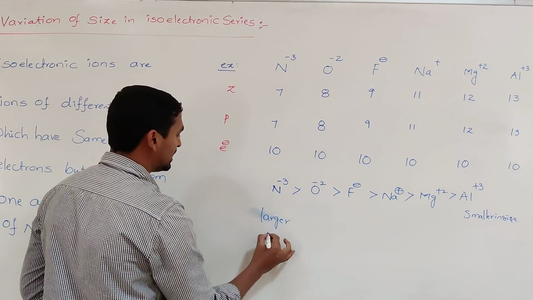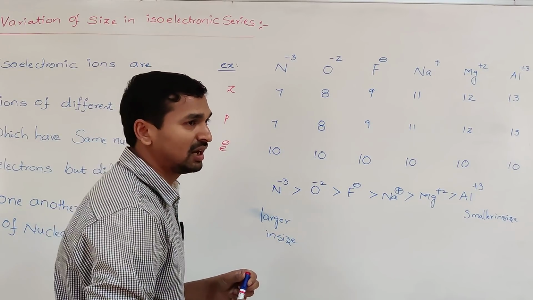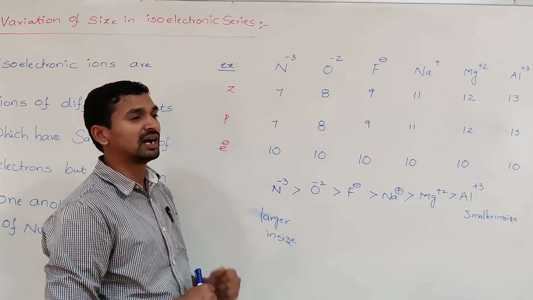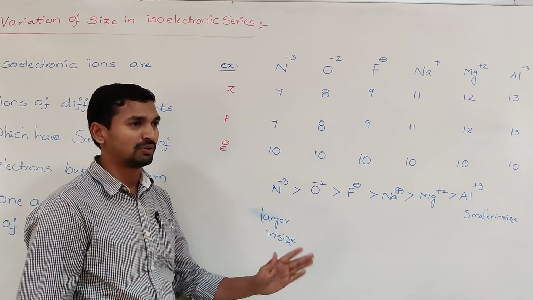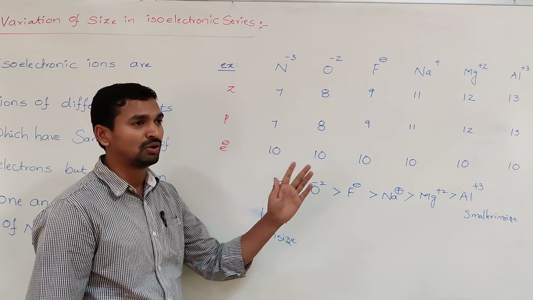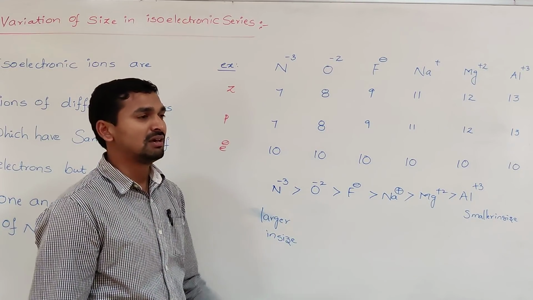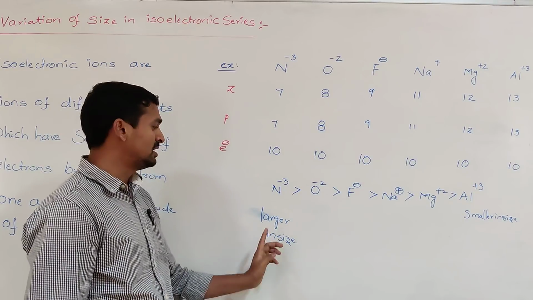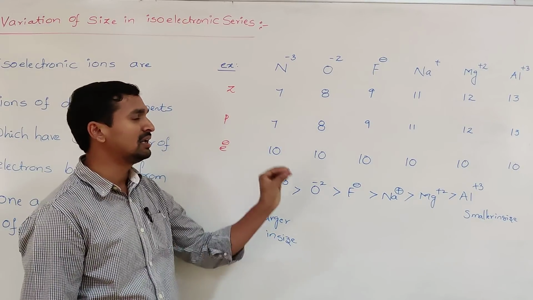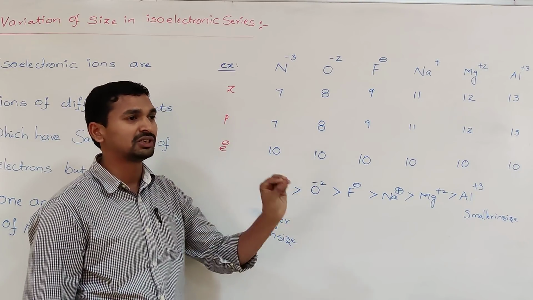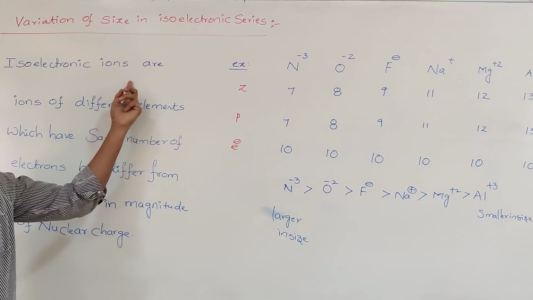So simply, whenever isoelectronic species exist, to find out which is larger and which is smaller in size, you can simply find the number of protons. Wherever the number of protons is more in the isoelectronic ions, that ion will be smaller in size. Wherever fewer protons are present, that is always larger in size. And simply by calculating the number of protons, it is very easy to say which is larger and which is smaller in size in the case of isoelectronic ions.